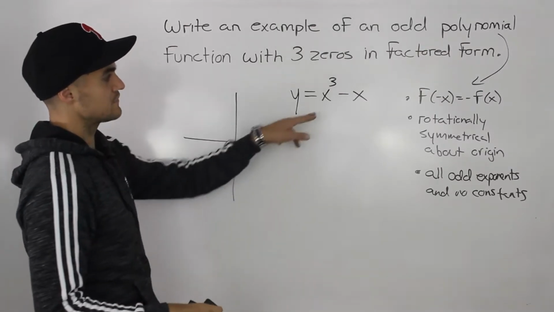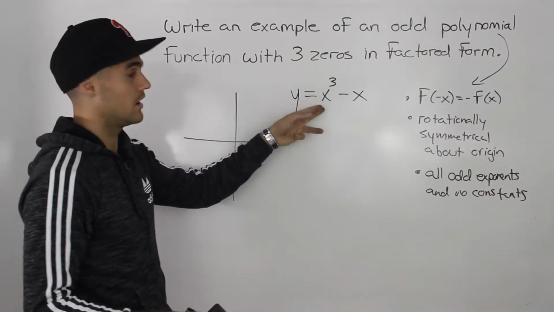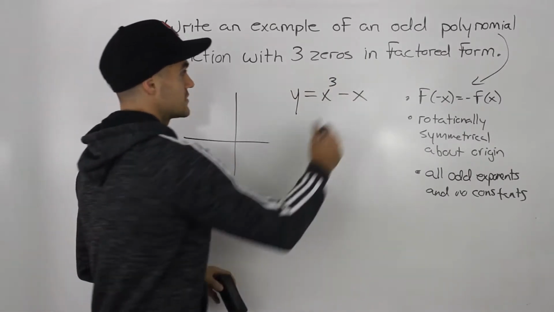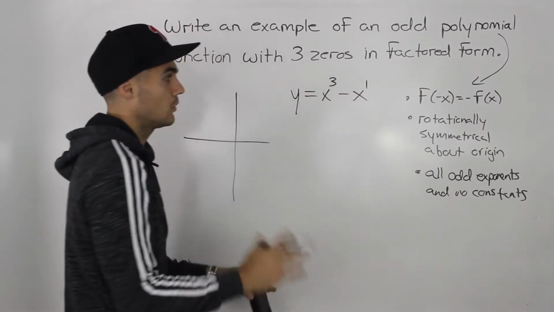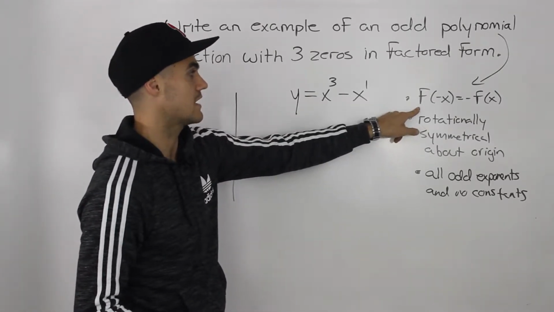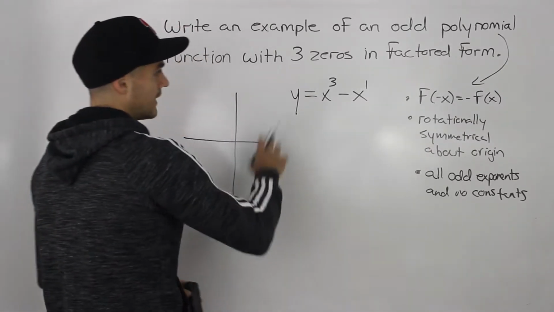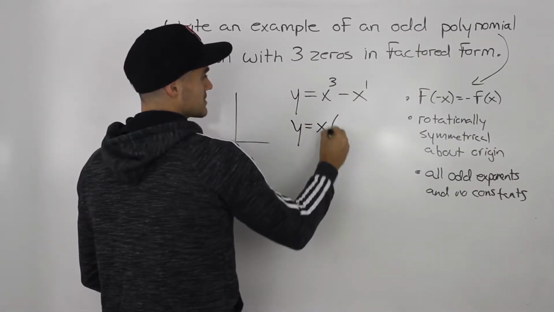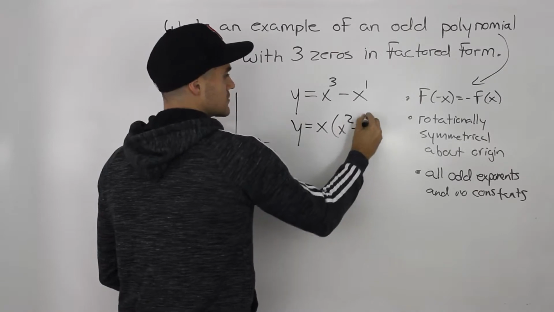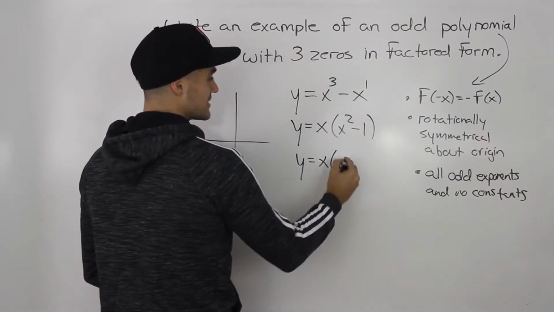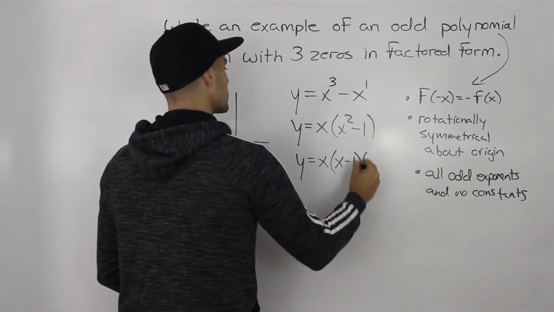All right, because this function, notice how it's an odd function because all of the exponents are odd. We have this 3 and we have this 1 here, and there are no constants. So it's going to satisfy this algebraic equation. And if we factor this, what can happen is we could take out an x, we'd be left with x squared minus 1. And then that x squared minus 1 is a difference of squares.